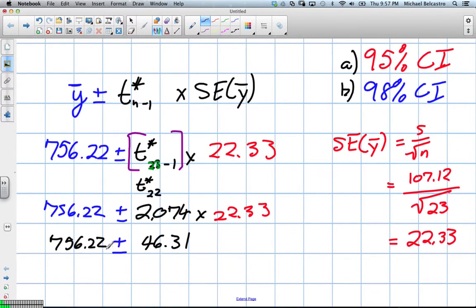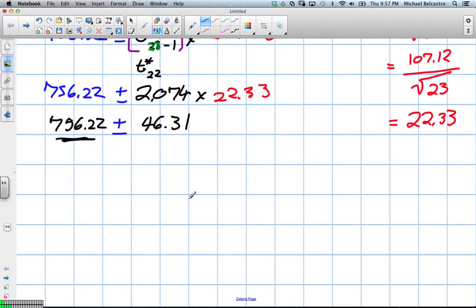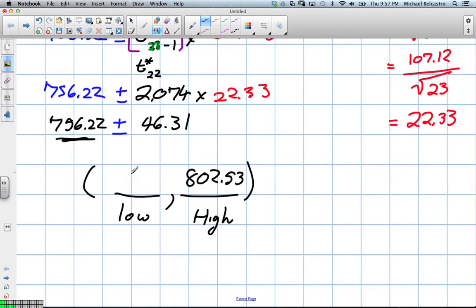Okay, so now what this is saying is we have to add and subtract this amount from here. Okay, so we're going to have a high value and a low value. So this will be our low value and this will be our high value. And we add that amount to this to figure it out. And did you do that? The high value is 802.53, and the low value, I think it's 709.9, something like that.